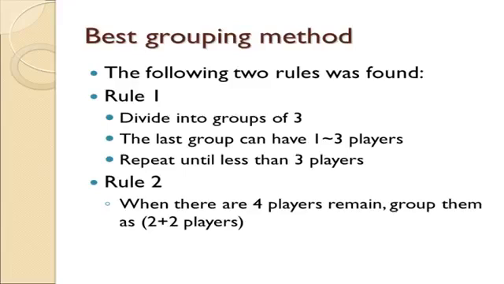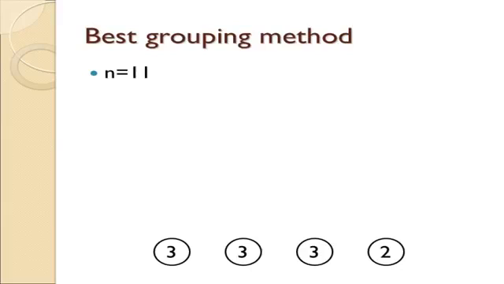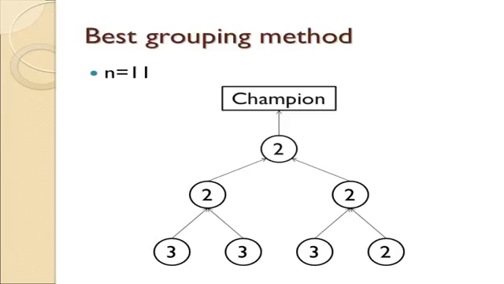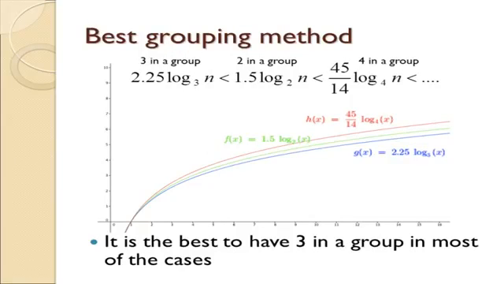Through this process, we generalized two grouping rules. For example, if there are 11 players, they are firstly divided into groups of 3 by rule 1, where the last group may contain less than 3 players. As there are 4 players remaining after stage 1, we divide them into groups of 2 according to rule 2. From the formulas, we found that the least total expected rounds for 3 in a group is the least. It shows that dividing into groups of 3 is the best, basically.